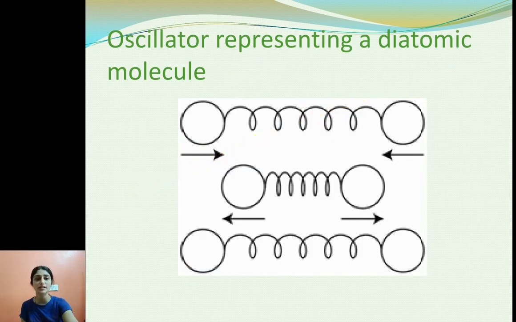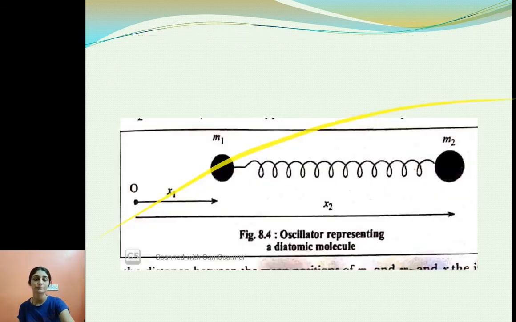So look here, this is M1 and M2 which are connected by a spring. When the spring is compressed, they are moving towards the center, or they are moving away from the center, but both the atoms are actually moving in the opposite direction.